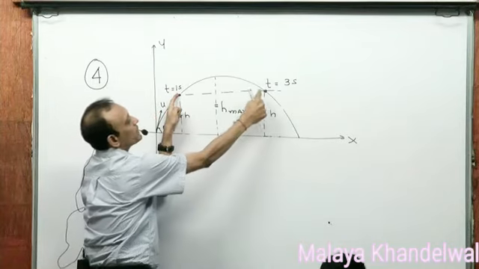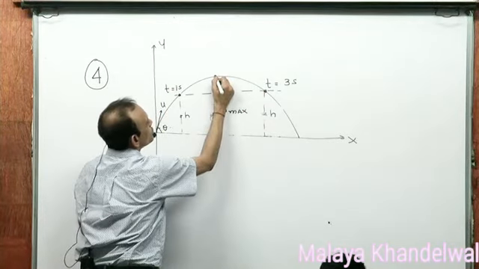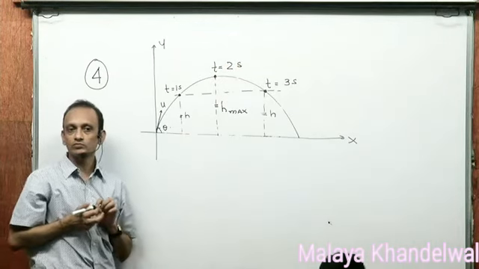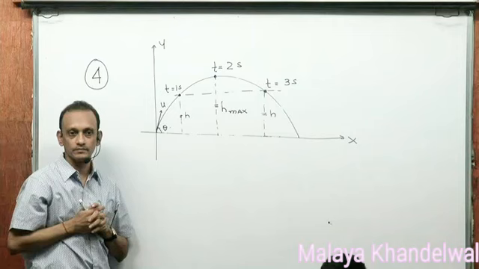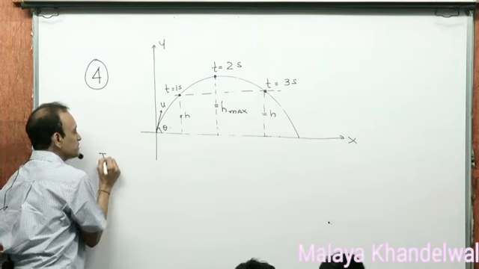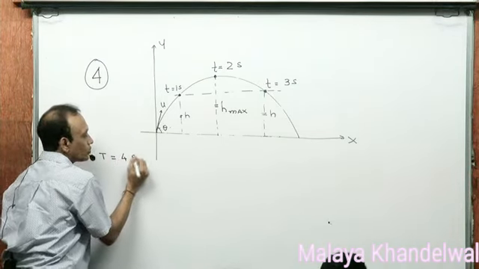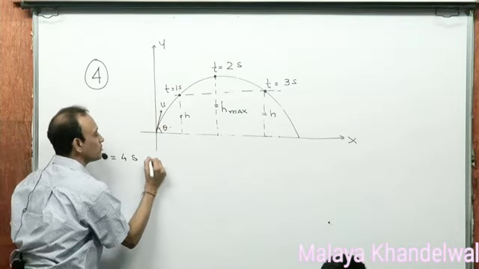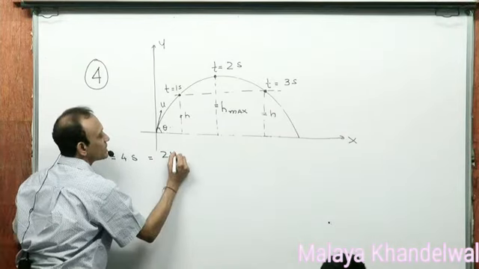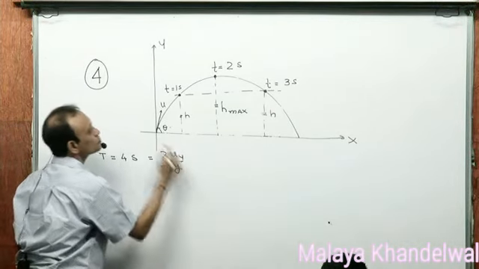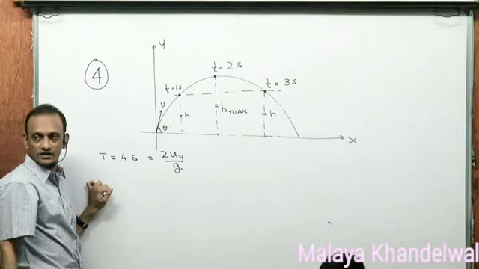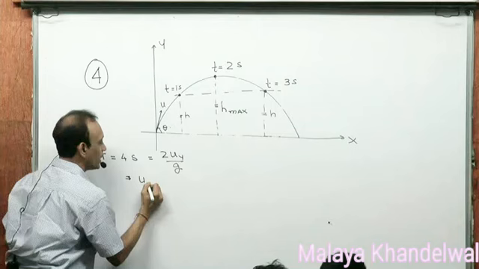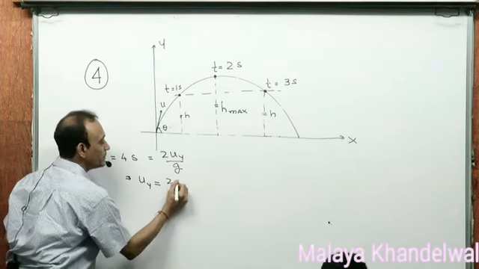If this is t equal to 1, this is t equal to 3, then the top is reached at t equal to 2 seconds. Yes or no? That means the total time of flight must be 4 seconds, 2 seconds and then 2 seconds. But the total time of flight is what? 2 times the initial vertical velocity by g, right? 4 seconds. That gives me uy equal to 20 meters per second.